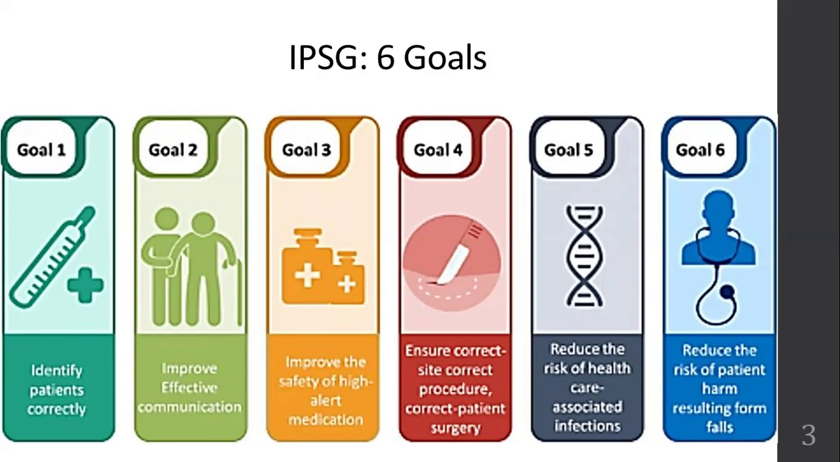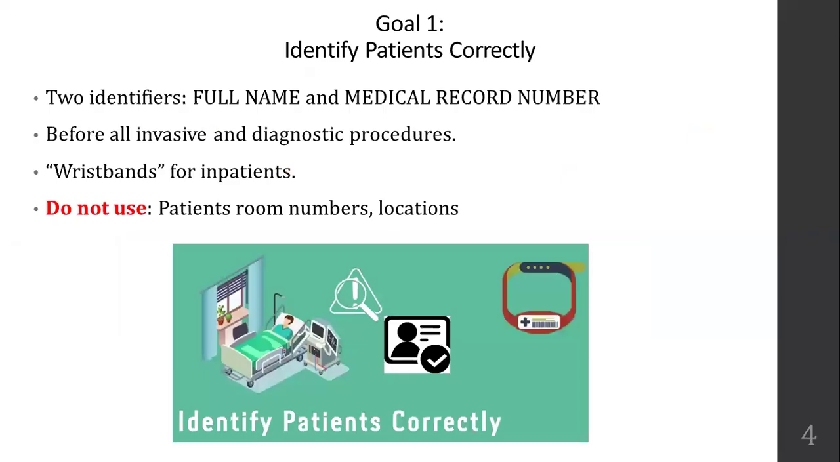So these are the 6 goals. Goal 1 is to identify patients correctly. Goal 2 is to improve effective communication. Goal 3, improve the safety of high alert medication. Goal 4, ensure correct site, correct procedure, correct patient surgery. It's regarding safe surgery. Goal 5 is to reduce the risk of healthcare associated infections. Goal 6 is to reduce the risk of patient harm resulting from falls. So these are the 6 international patient safety goals. We'll discuss each one of them in detail.